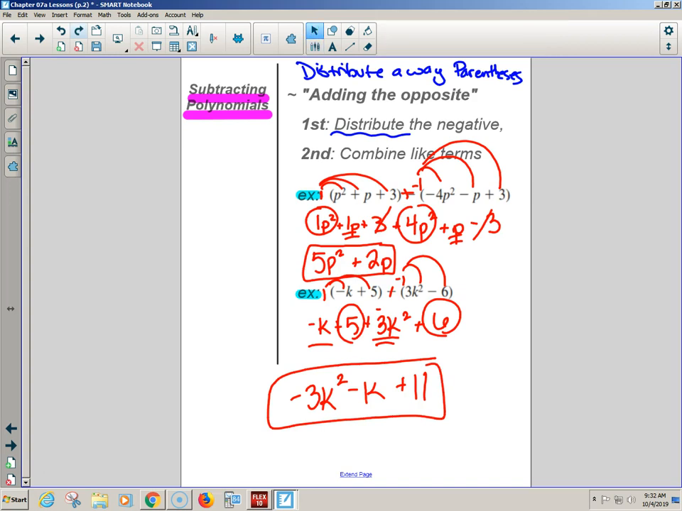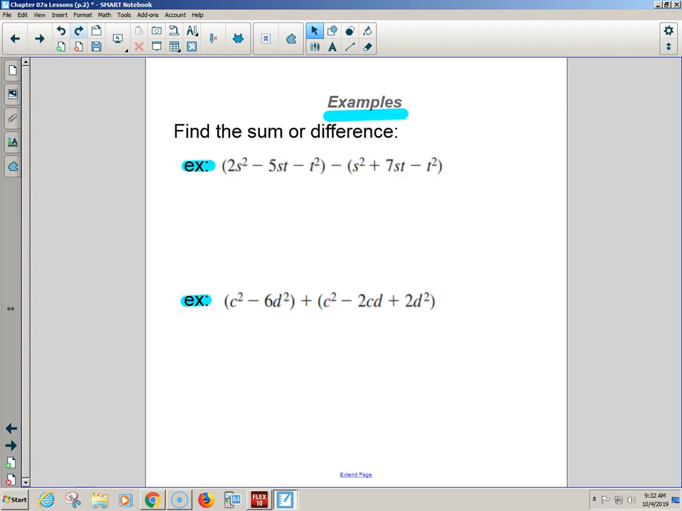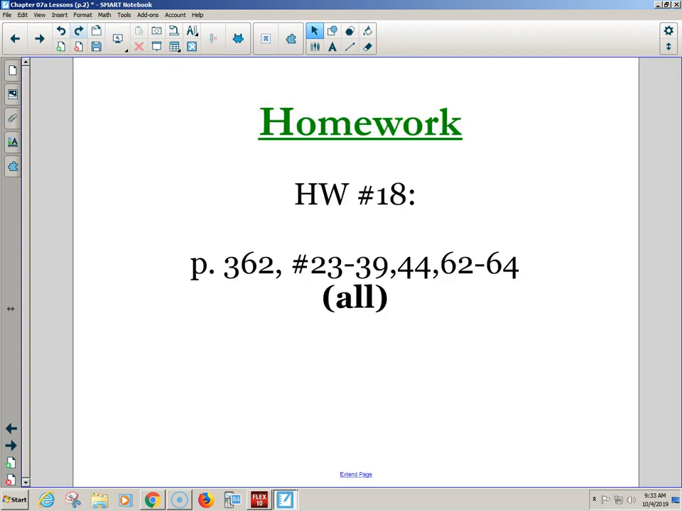Guys, your homework, take a picture of it on the way out the door, is just to add and subtract polynomials. Bye, guys. Go carefully. It's on the board if you need it.